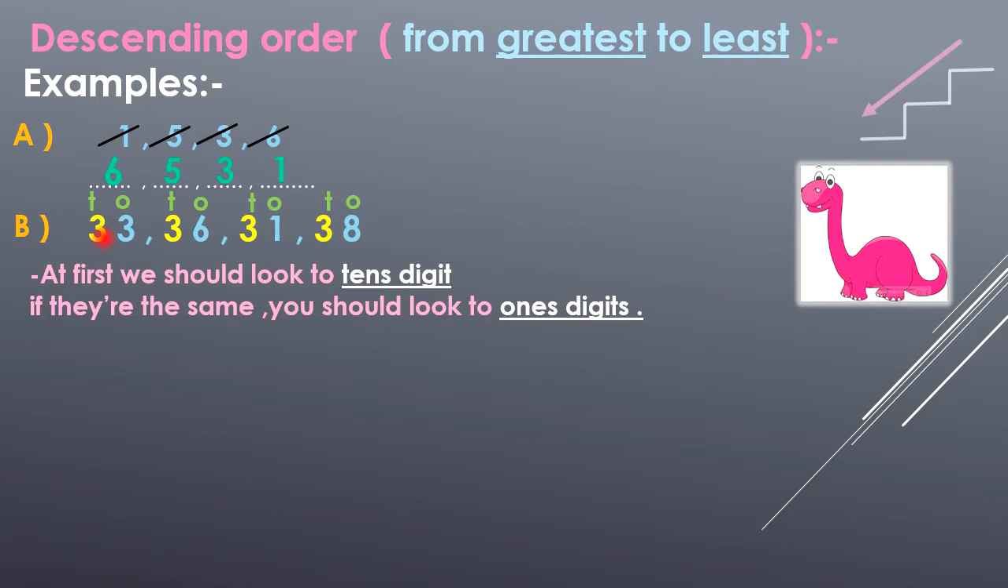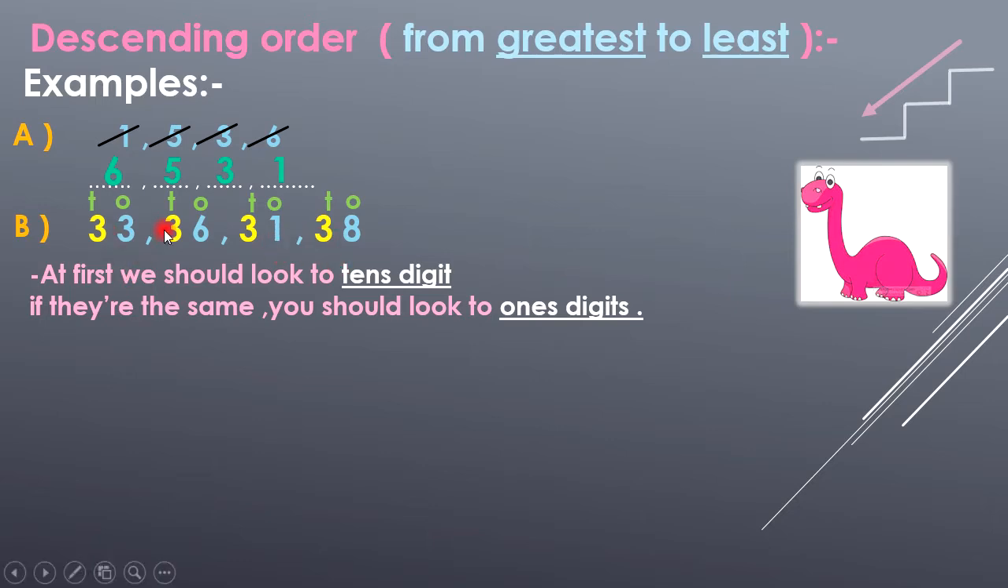We said that we should look first at the tens digit. Where is the tens digit? Yes, at the tens home. Let's look at the tens digit. We find that all the tens digits are the same. So we should look at the ones digit, because all the tens digits are the same.